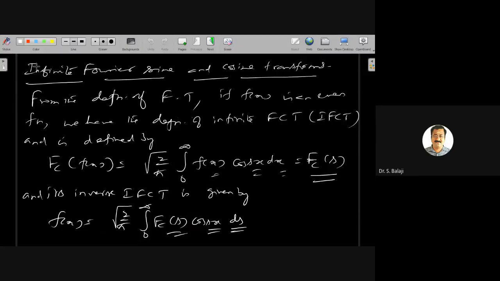Yes, please put the heading as infinite Fourier sine and cosine transform.